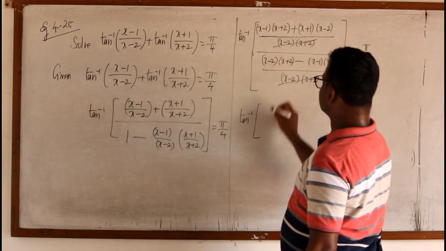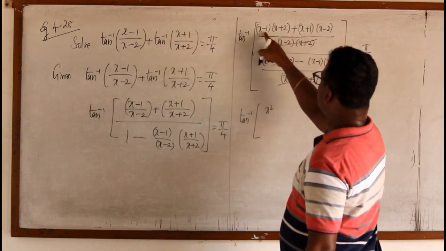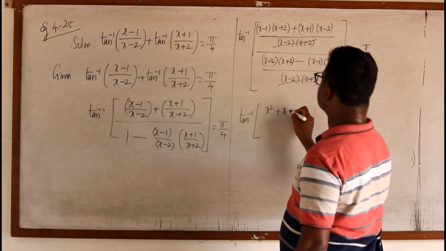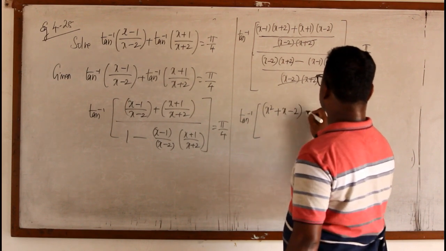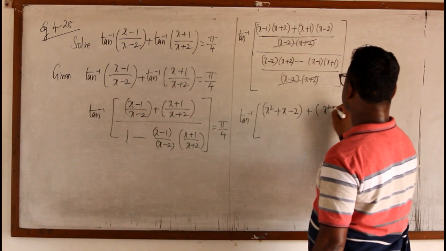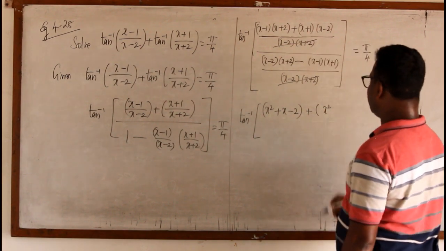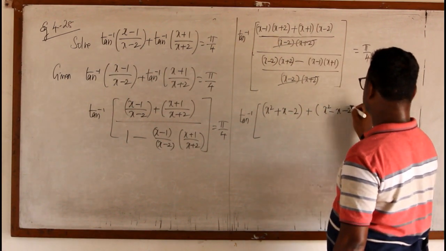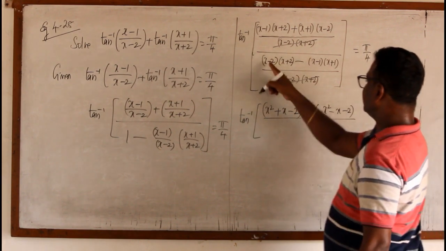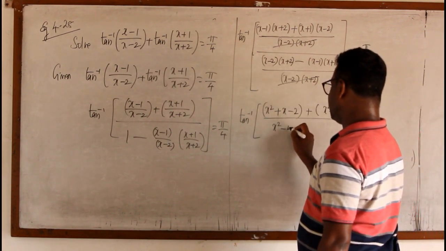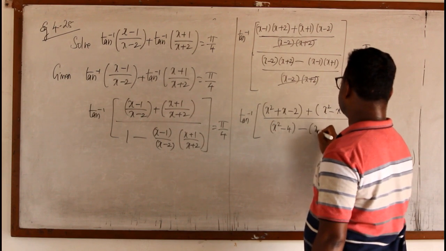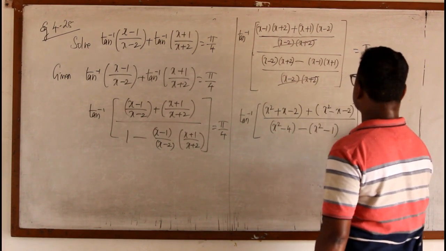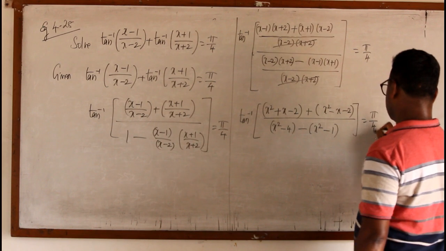We shall multiply this. It is x square, 2 minus 1 is plus 1, so plus x minus 2. Plus, similarly x square, minus 2 plus 1 is minus 1, so minus x minus 2. Divided by, this is a square minus b square minus a square minus b square. This is equal to pi by 4.